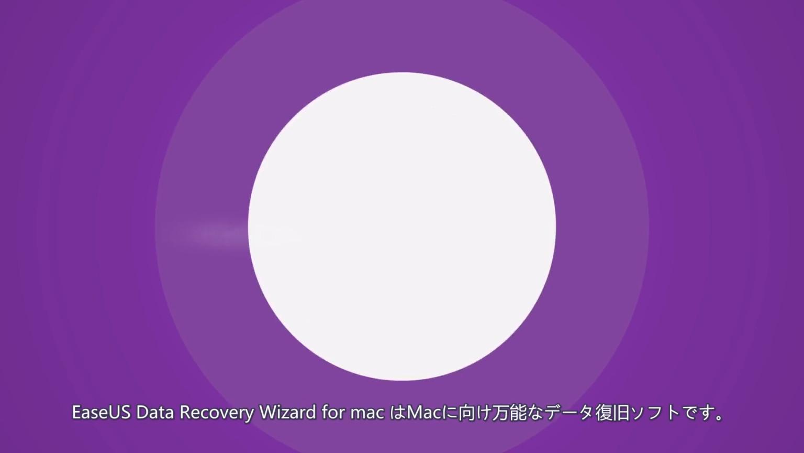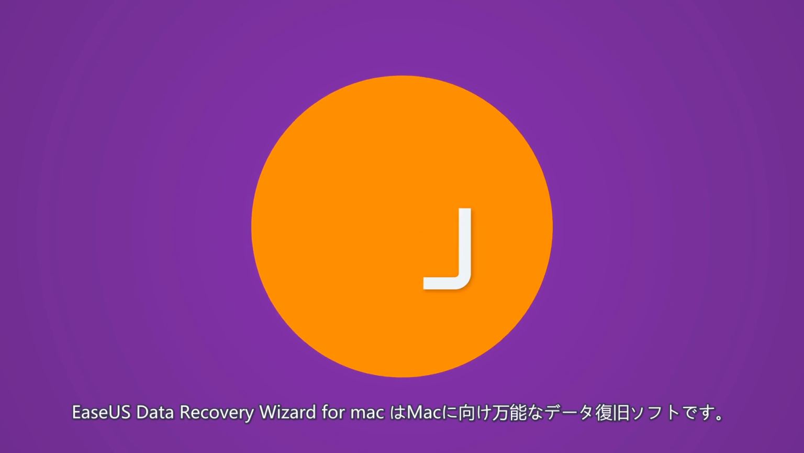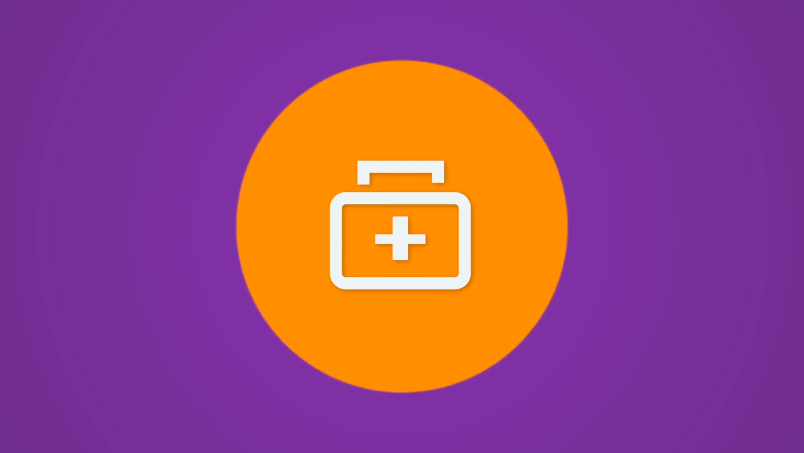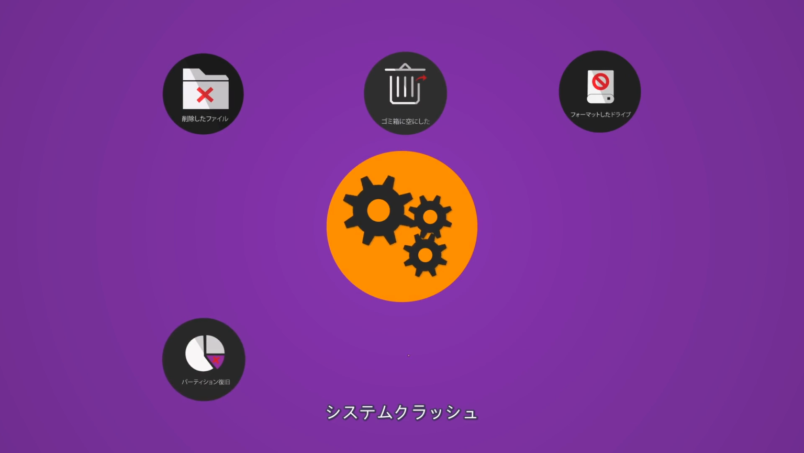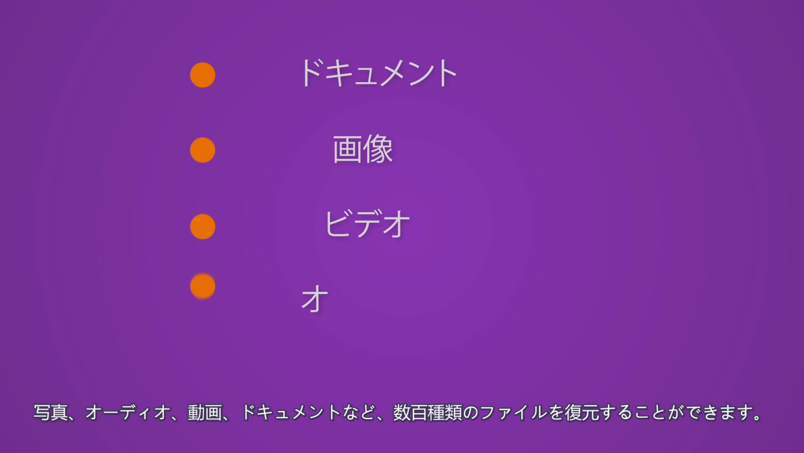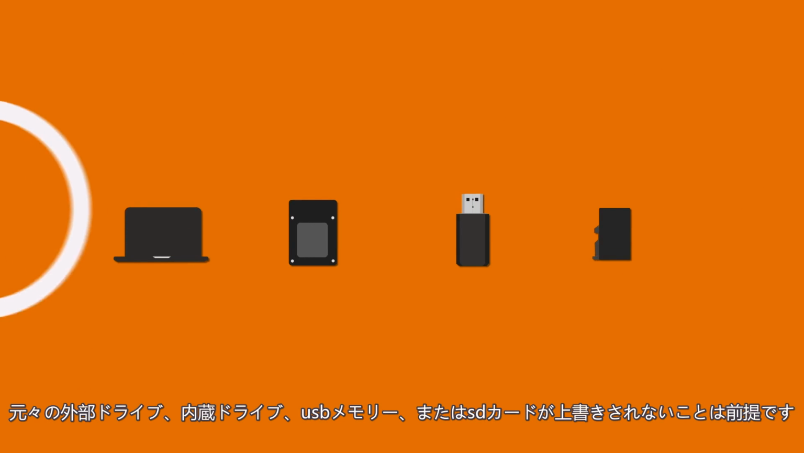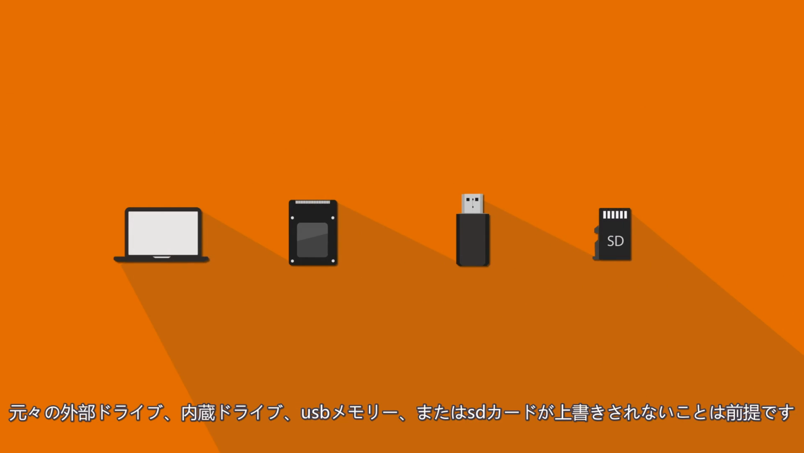EaseUS Data Recovery Wizard for Mac is a comprehensive tool used to recover lost data on Mac computers. Whether your files were lost due to accidental deletion, emptying the recycle bin, formatting a drive, losing a partition, a system crash, or a partition becoming unmounted, Data Recovery Wizard for Mac supports the recovery of documents, graphic files, videos, pictures, and hundreds of other types of files so long as they were originally saved on a healthy internal drive, external drive, USB drive, or an SD card that has not yet been overwritten.